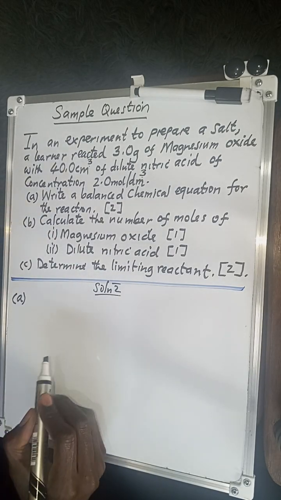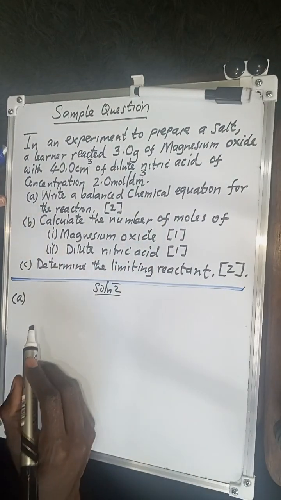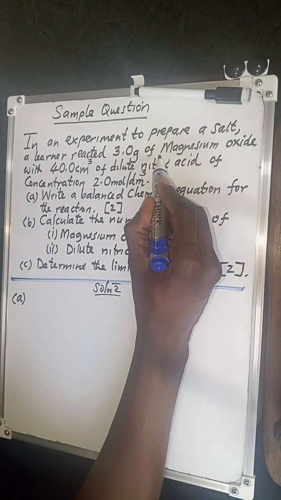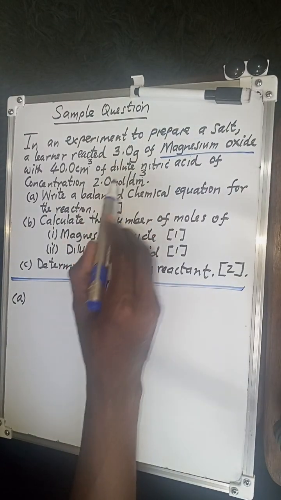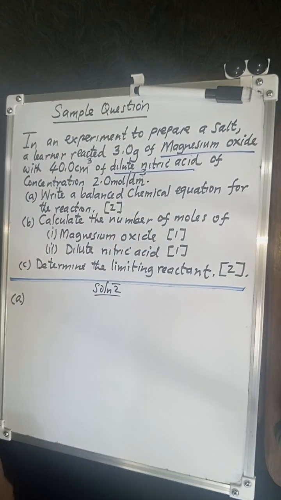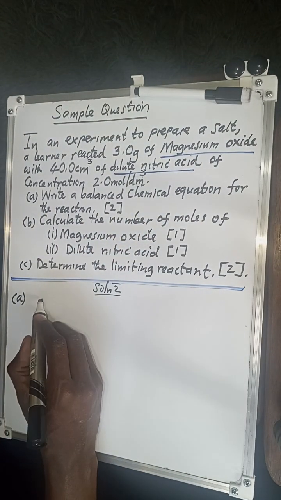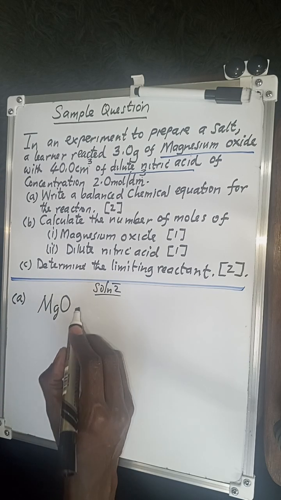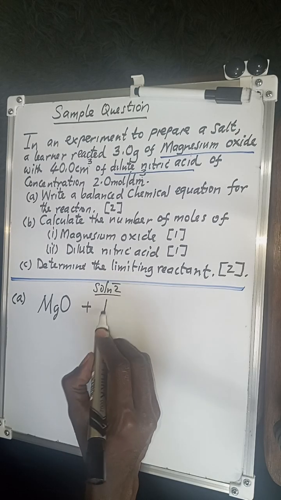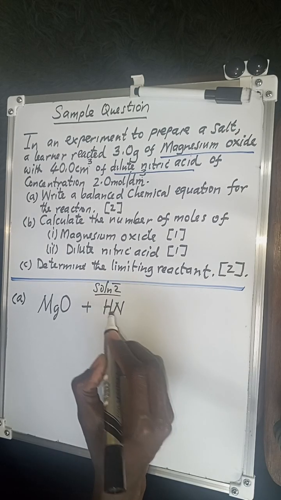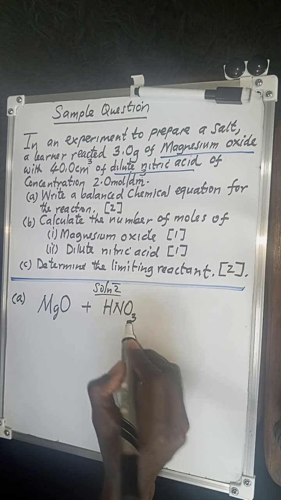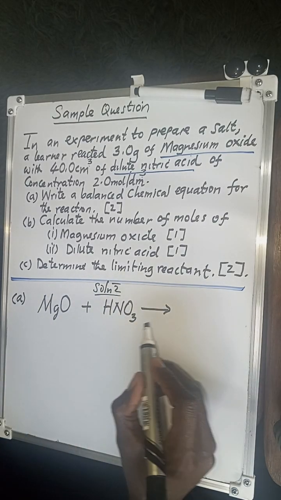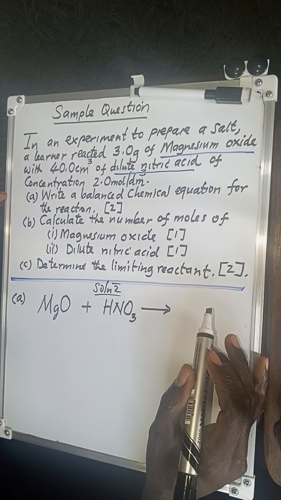Notice the first part of the question, if we look at the solutions there, it simply says write a balanced chemical equation for the reaction. So it's a reaction between magnesium oxide and dilute nitric acid. Remember, magnesium oxide, that's the correct formula, is reacting with nitric acid, HNO3. When a base and an acid react, they produce what we call a salt.